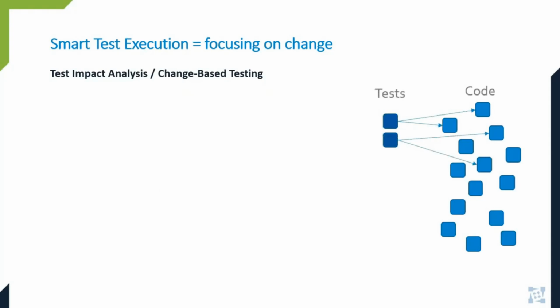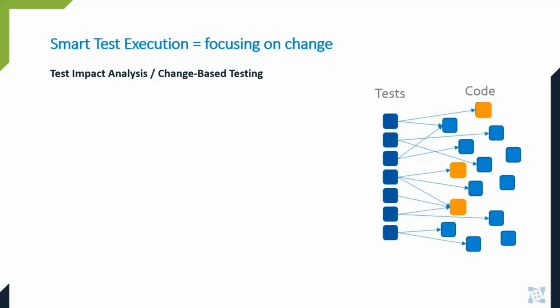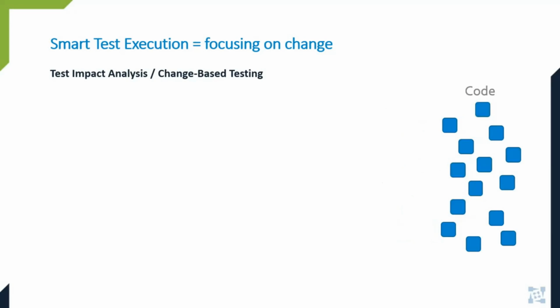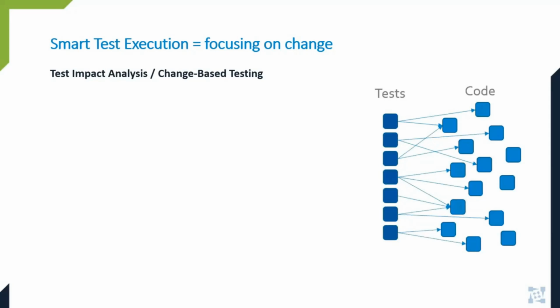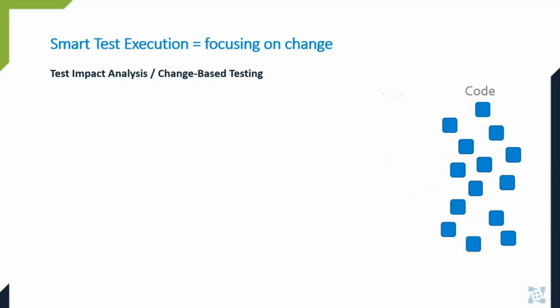So the solution here is to use what we call smart test execution, or change-based testing. In other words, we need to intelligently select which tests to run based on a knowledge of which tests cover the specific changes that have been made to the code. And we call that process test impact analysis.